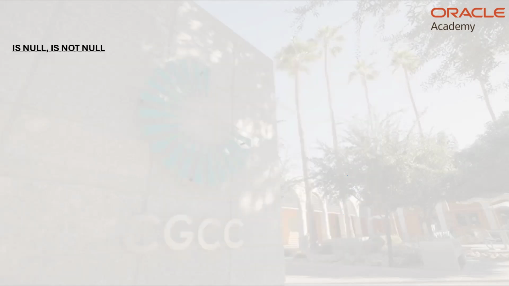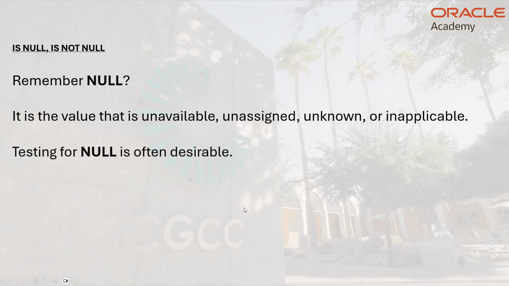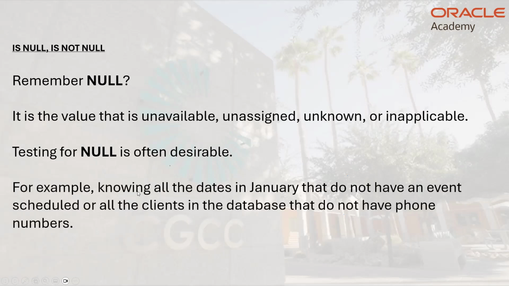All right. So let's talk about IS NULL and IS NOT NULL. Another way to handle nulls that you probably don't want to display in your report. Remember, null is unavailable, unknown, unassigned. It's not zero, it's not blank. But testing for null is often desired in your queries, especially as you saw in that example earlier. You probably don't want that null.